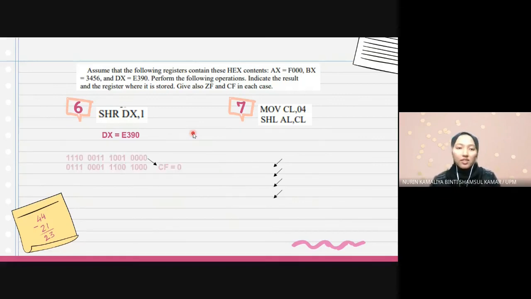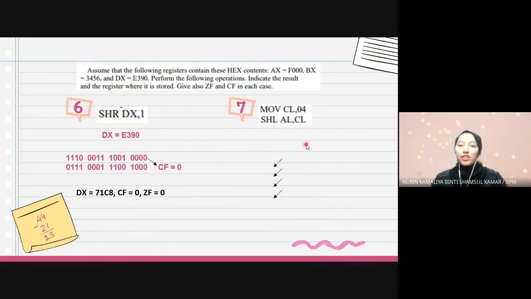Let's check the answer. So E390 is 1110 0011 1001 0000. So you shift to the right one time. So the 0 in the LSB, you will take it to the CF, and then you shift to the right bit by bit here, and you will insert the 0 to the MSB. So the final, you will get DX equals to 71C8, CF equals to 0, and ZF equals to 0.